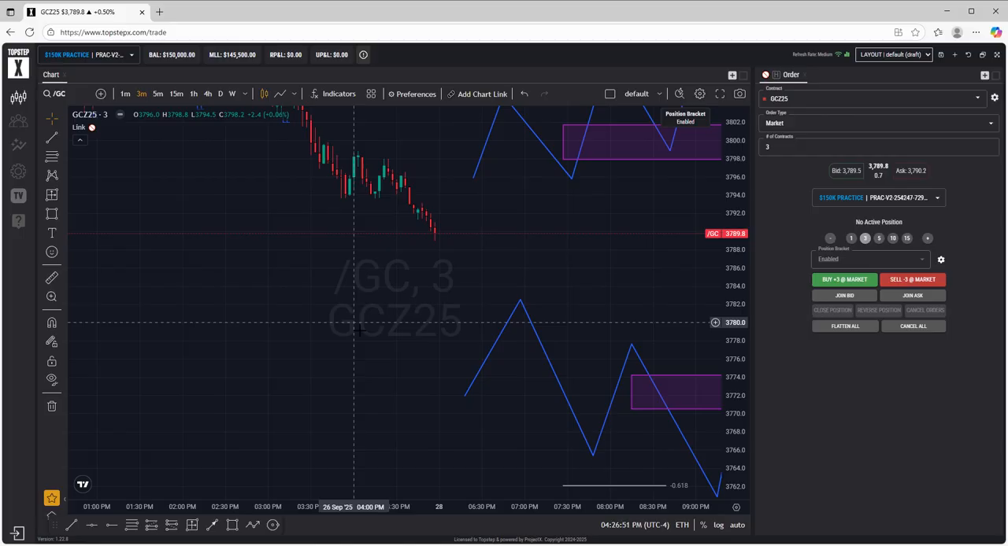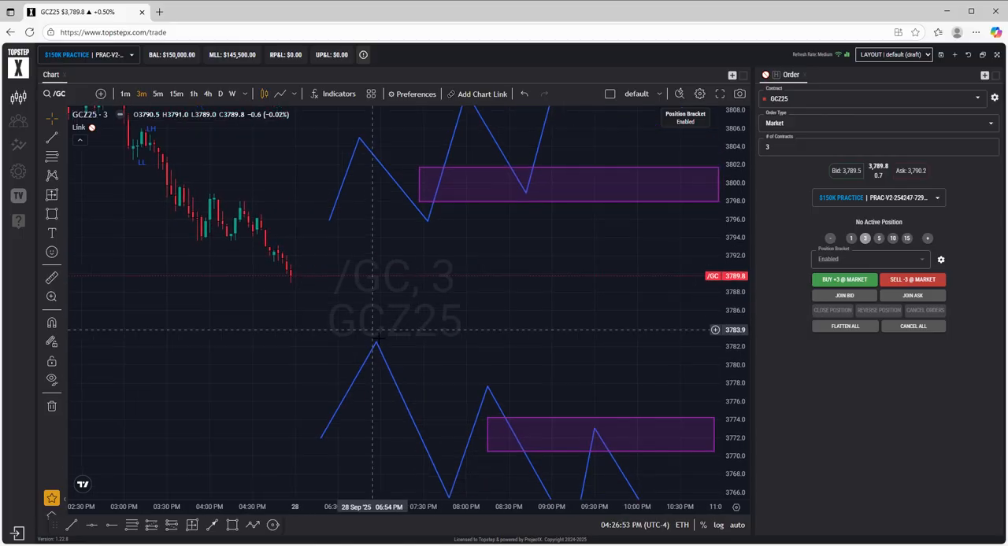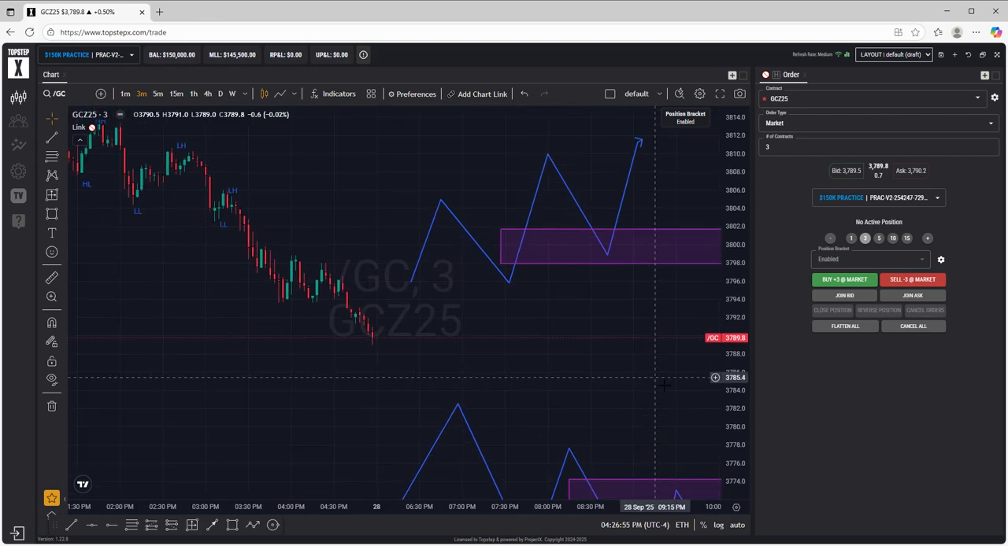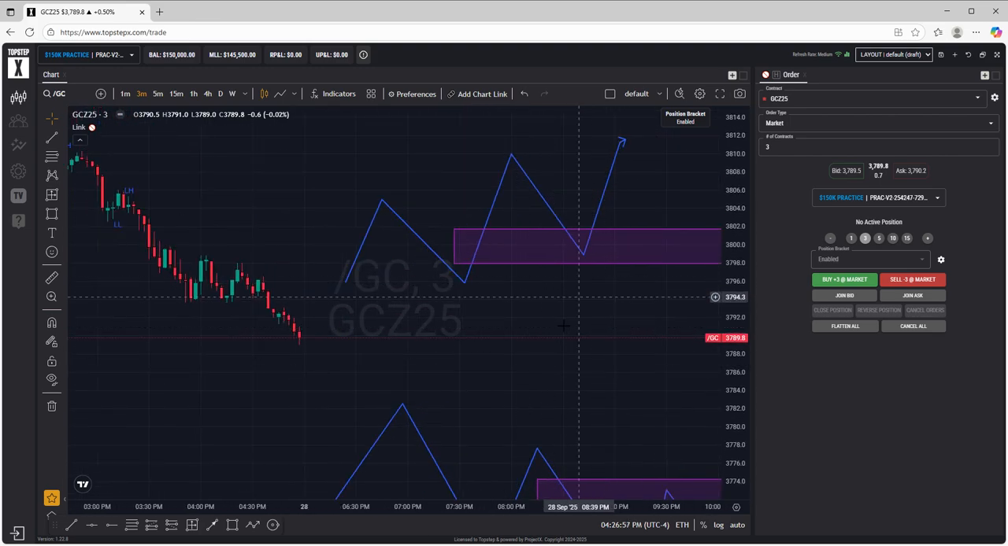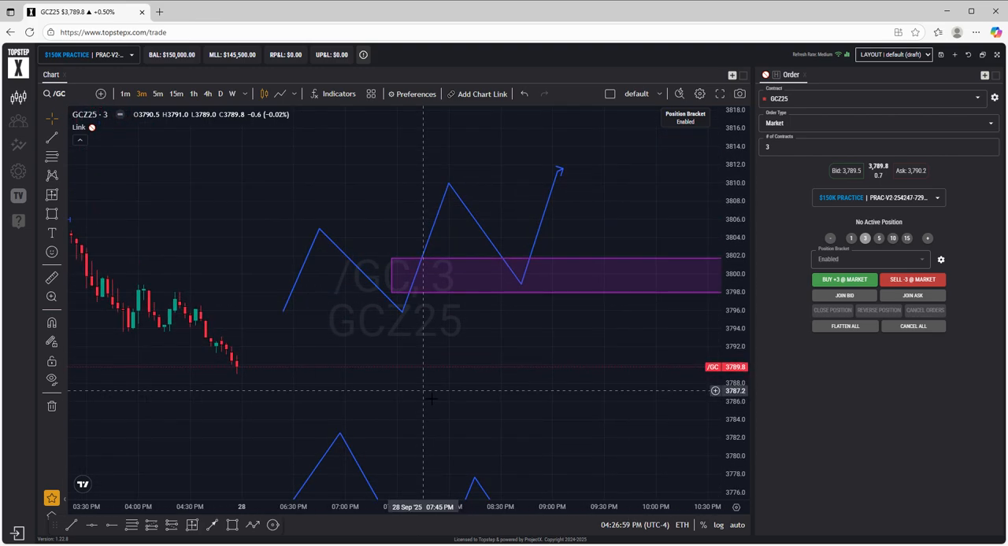Let's see. You want to draw your fib from wick to wick. And then also, when we get into our next confirmation, we'll touch on entries. Where do we want to exactly enter the market? So I hope you guys are able to start grasping the concepts.